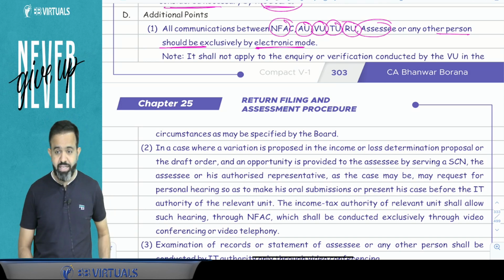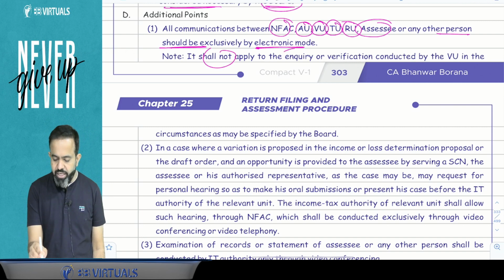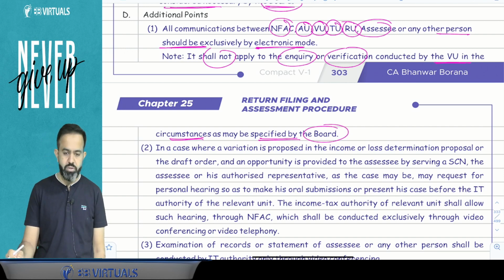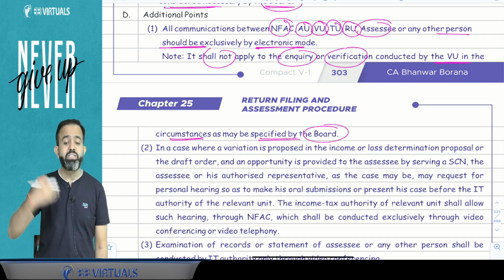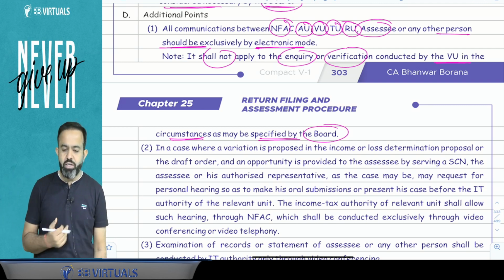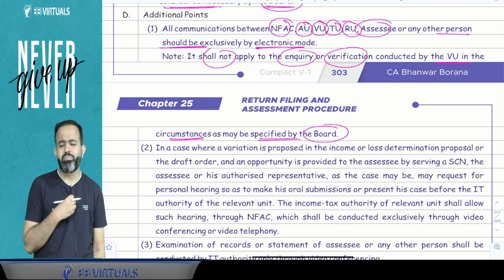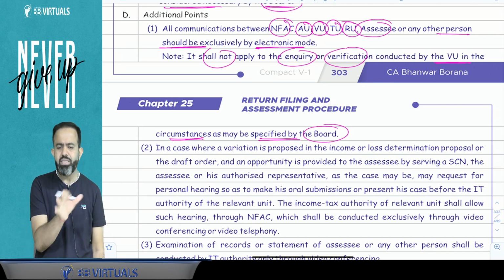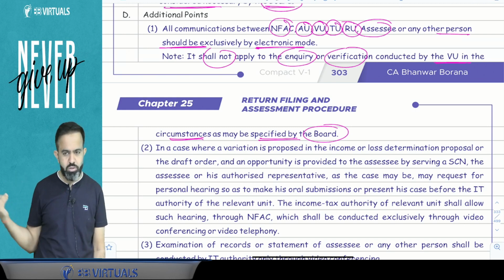Now next part, but there is one exception related to the verification unit. It shall not apply to the inquiry or verification conducted by the verification unit in the circumstances as may be specified by the board. So the board may put some exceptional cases where verification will be done in the physical mode. There is no online and all. So in physical mode, they can do the verification, and for verification, many times the physical mode is needed. So they are saying that the board may specify some cases where the verification unit works directly in the physical mode, not in the faceless manner.